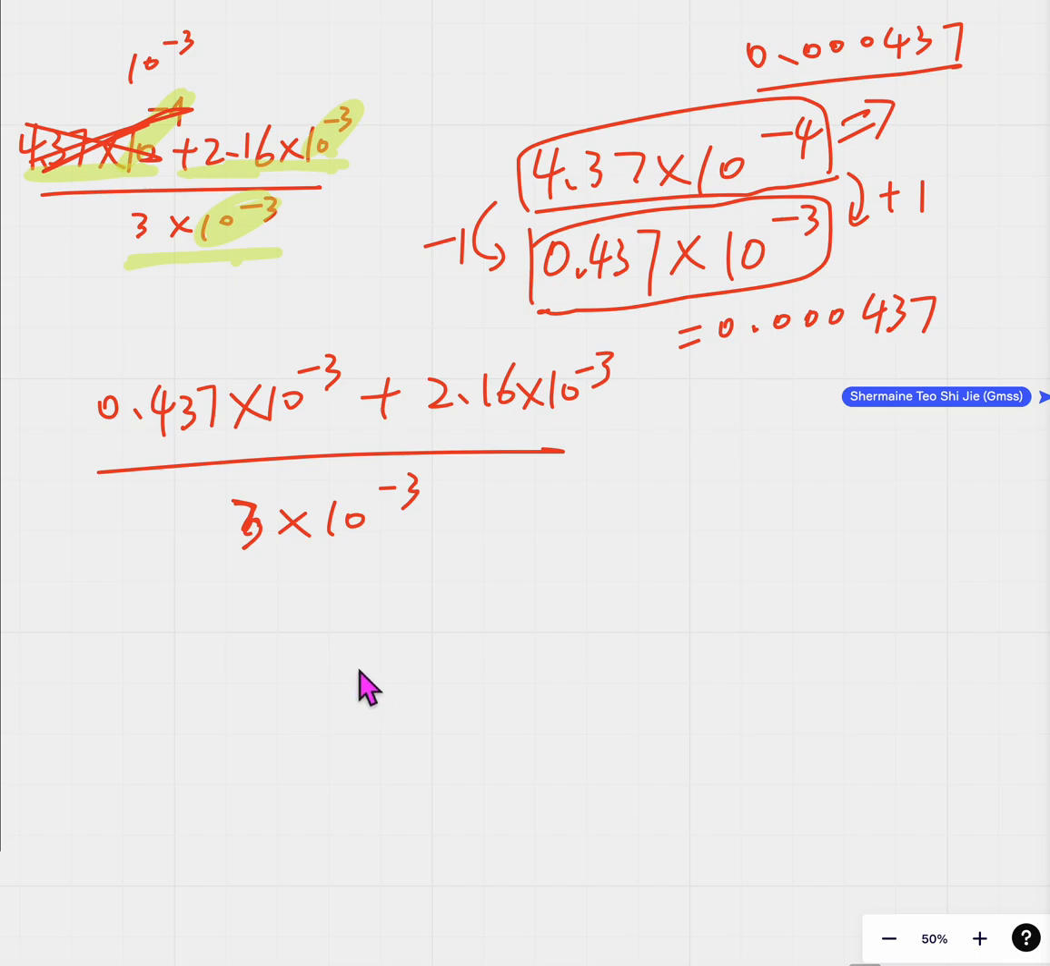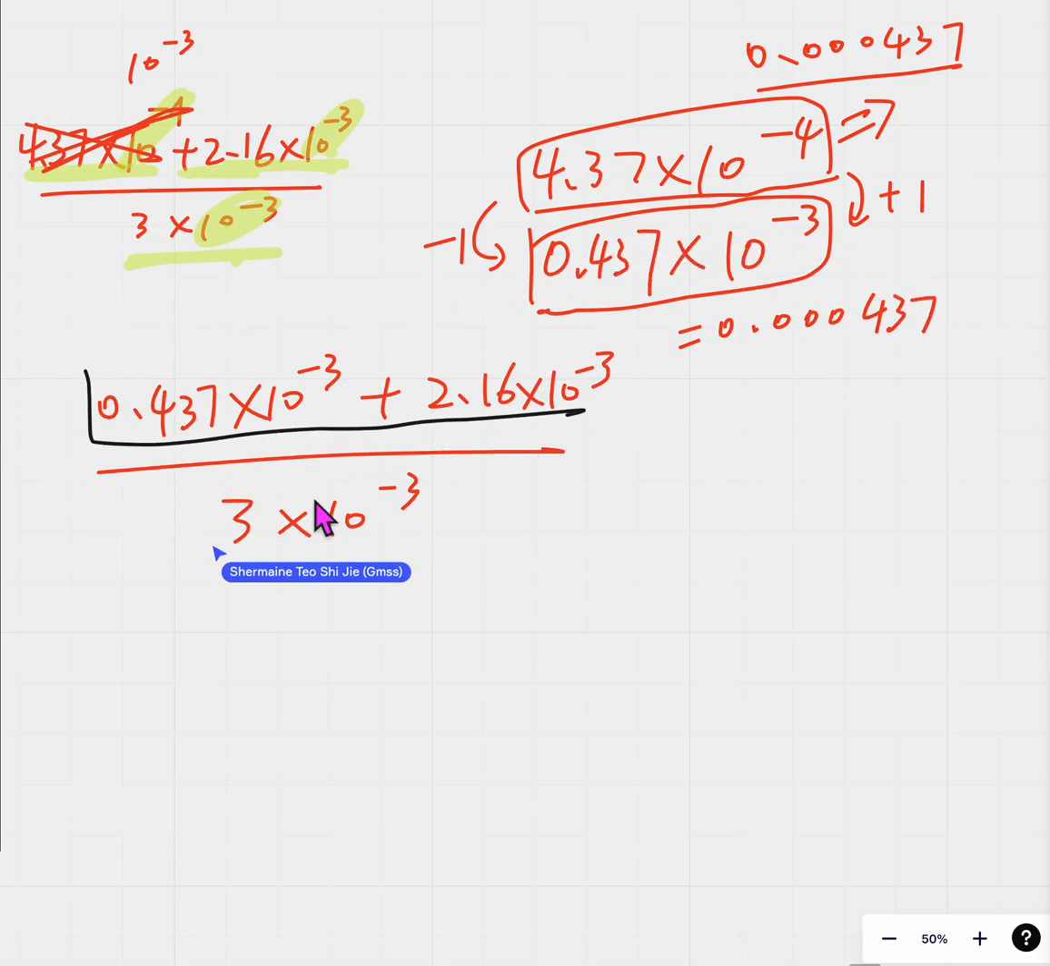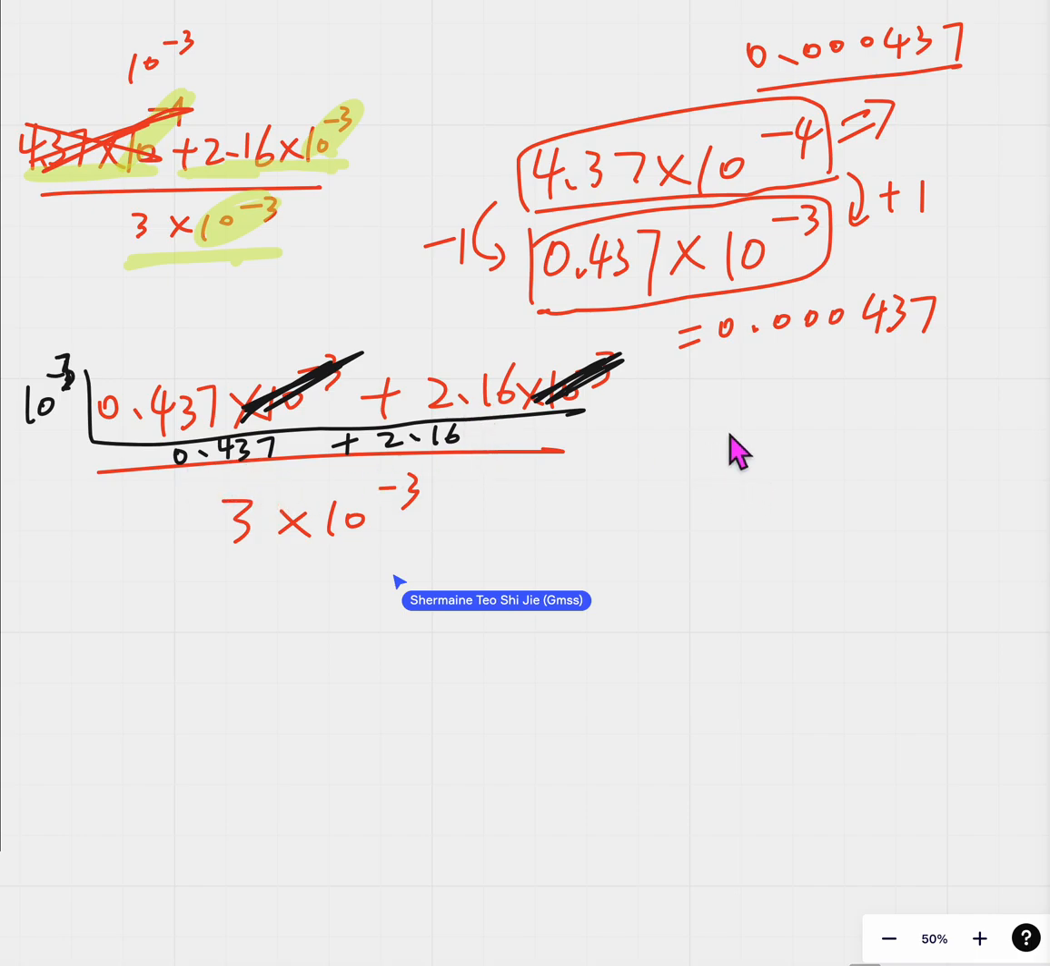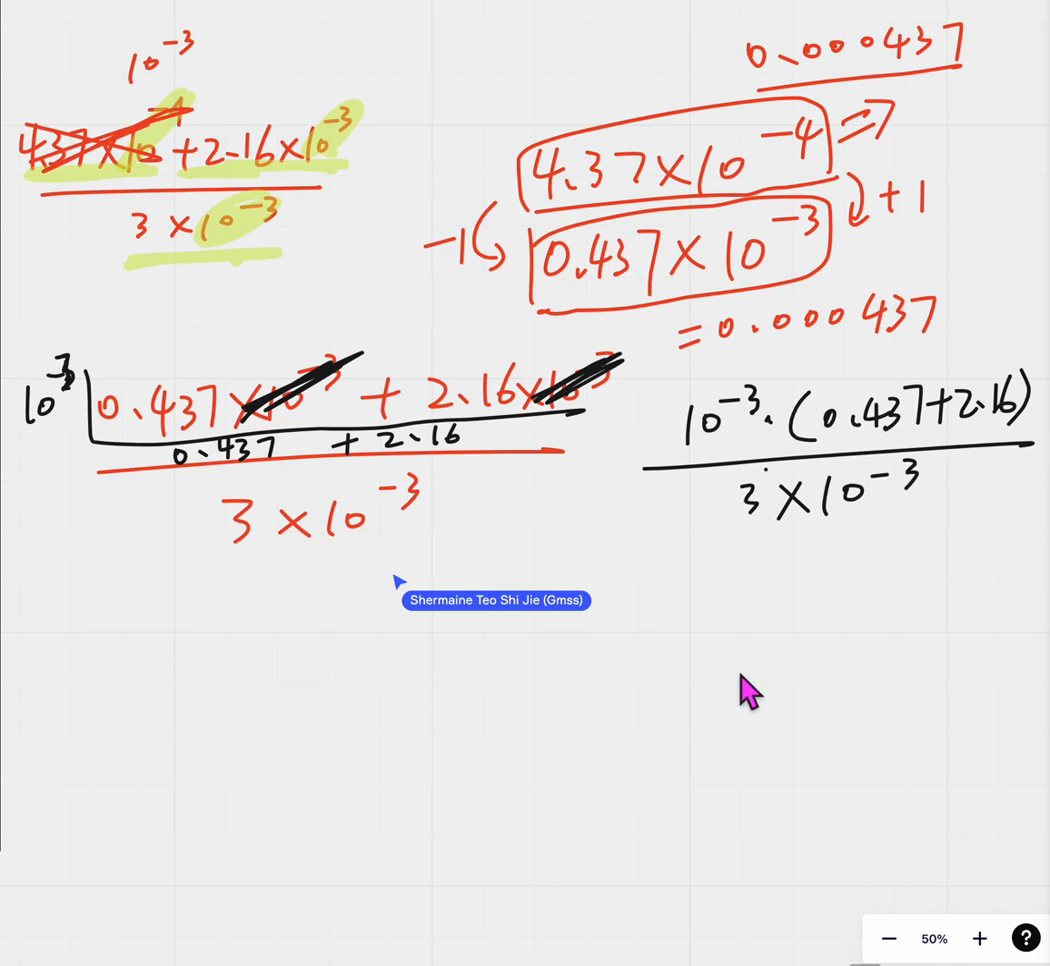Okay? Yeah. And from here onwards, you know what you can do? You can do the HCF. Can you see you can do the HCF here? If you do the HCF, can you see you can take out the 10 to the power negative 3? Yeah. So you get 0.437 here, right? Plus the 2.16. Can you see or not? So you take out the 10 to the power negative 3, that means this is gone. So therefore this is what you're left with. So basically the numerator becomes 10 to the power negative 3 times 0.437 plus 2.16. Clear? And then below, you have 3 times 10 to the power negative 3. Does it make sense? Yeah.